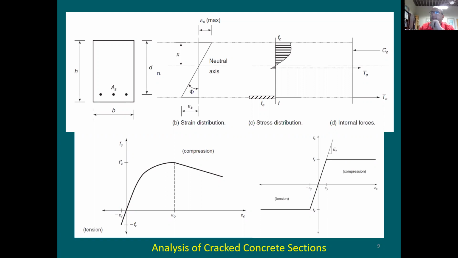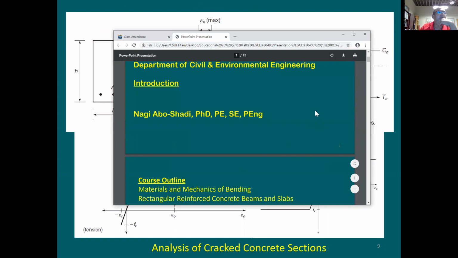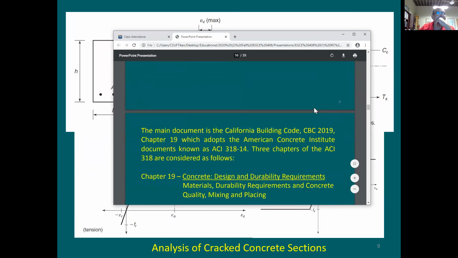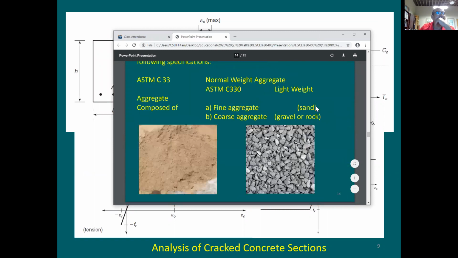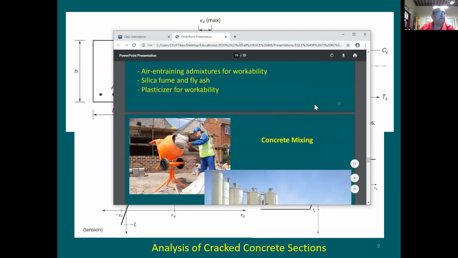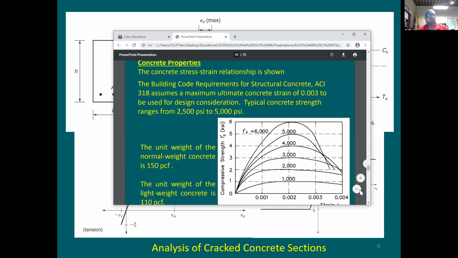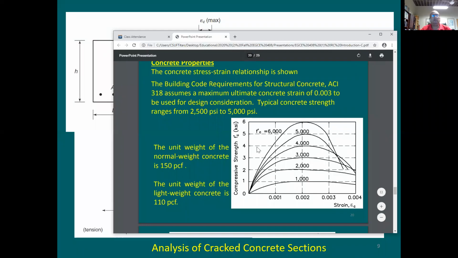Let me share this. The introduction. Materials. You guys recall this slide? It's 0.003. Yeah, so when do you think the concrete is going to fail? Concrete is going to fail when the strain is going to be reaching 0.003.